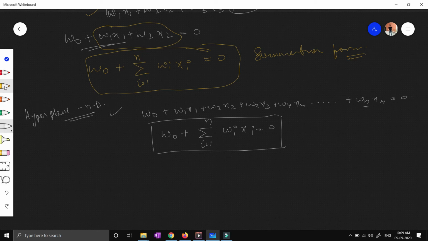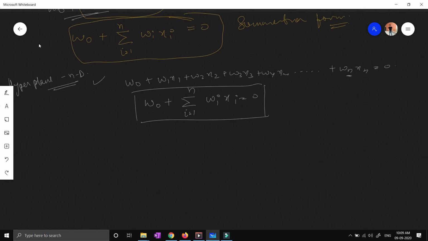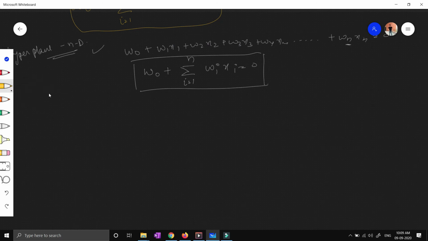I have to make this equation of a line in vector format, right? Then how will I achieve that? Let's assume this particular w is in the form of a vector, so w1, w2, w3 and so on up to wn, and a dot product with x1, x2 and so on up to xn, right? So you can see that we are doing the dot product.